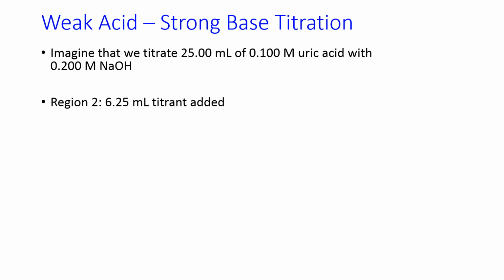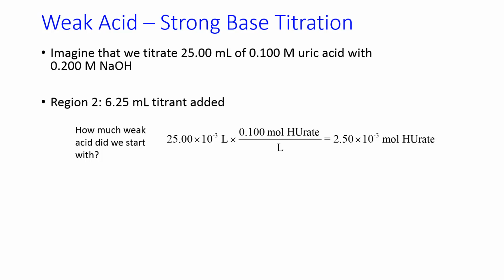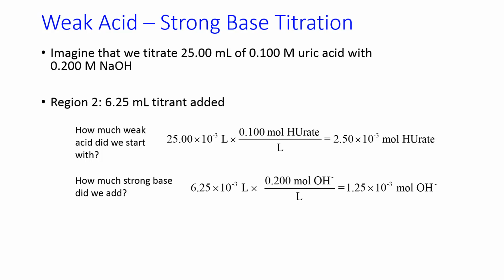As we begin to add titrant, we need to ask ourselves a few questions. First one being, how much weak acid did we start with? Well, that's given in the problem. 2.5 times 10 to the minus 3 moles. How much strong base did we add? Also now given by the problem, dictated by the amount of titrant that we've added so far.